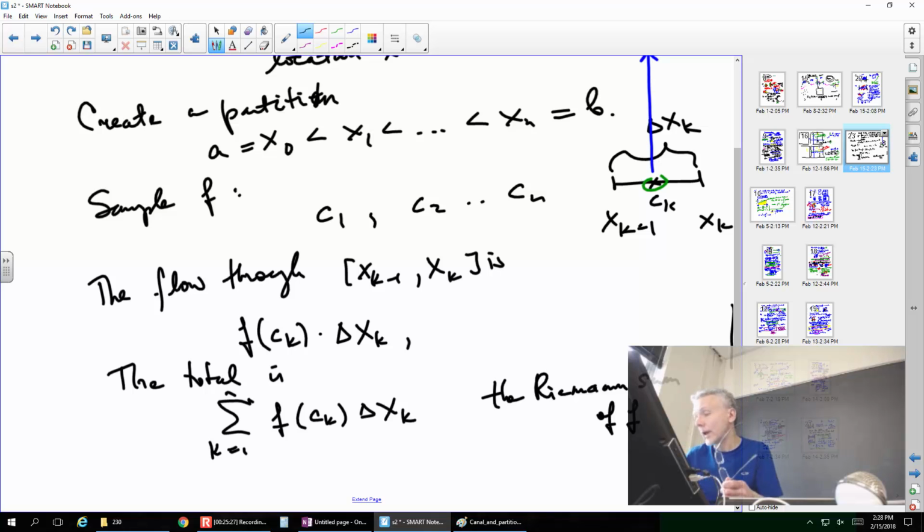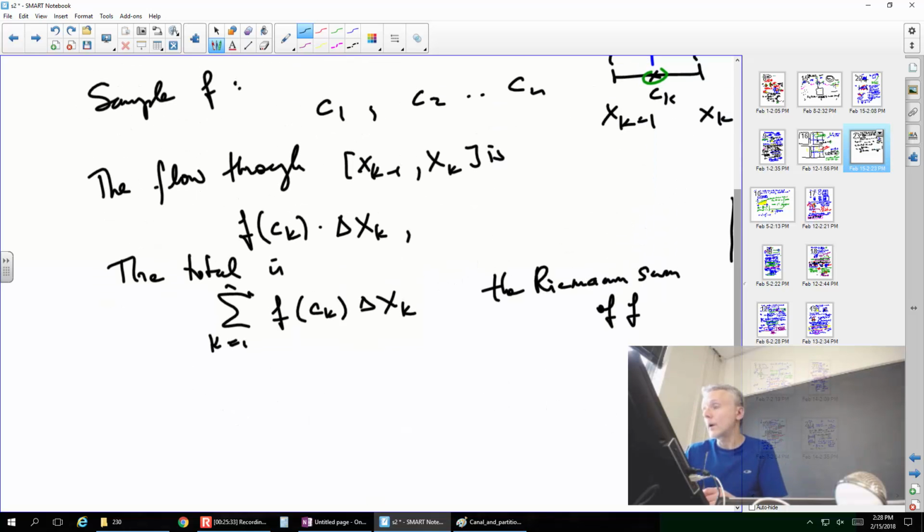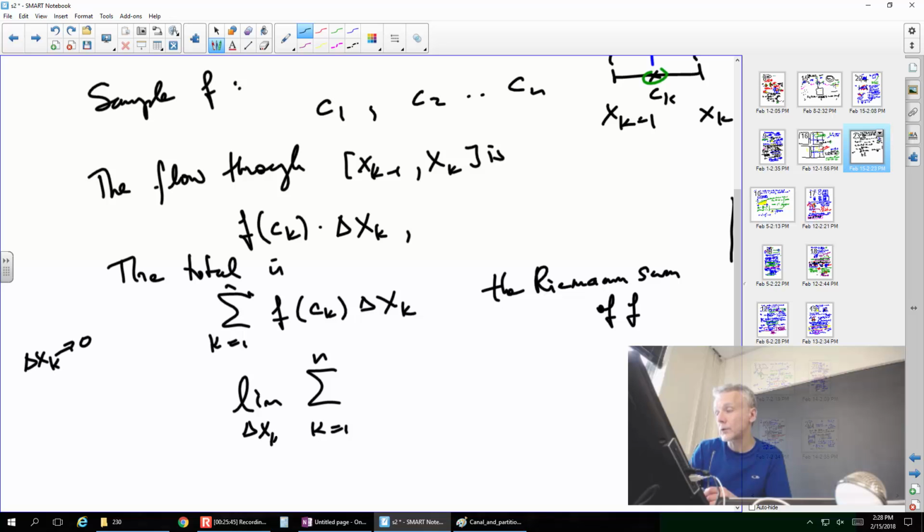If you want absolute accuracy, which might be necessary, then you take the limit. So we let delta x go to 0, and the end result is naturally the limit, k from 1 to n, as delta x_k goes to 0. So we refine partitions into shorter and shorter intervals. The summation remains the same.